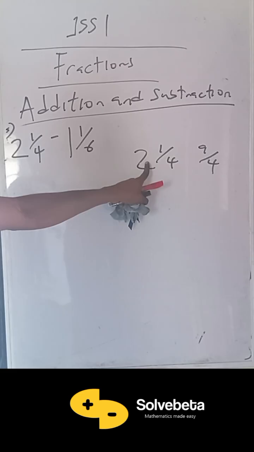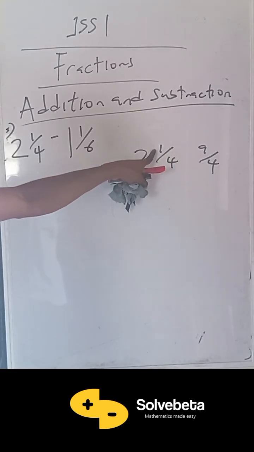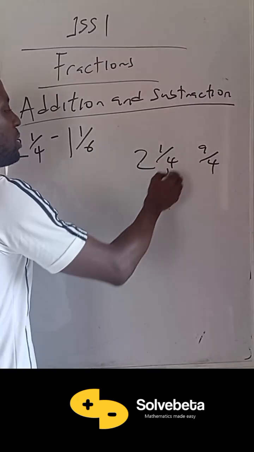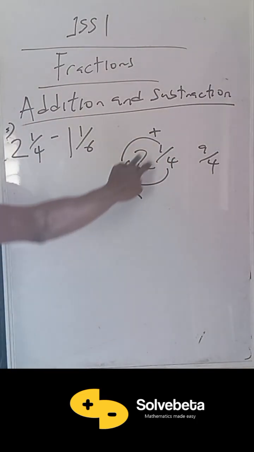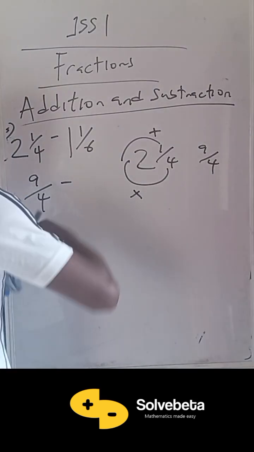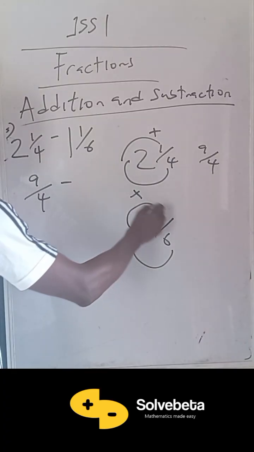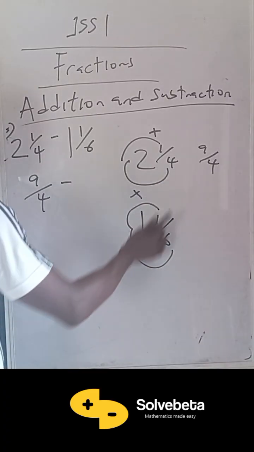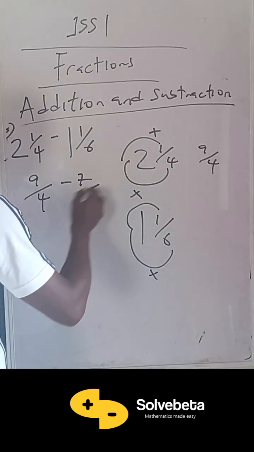4 times 2, 8, 8 plus 1, 9. Multiplication, addition. Multiplication, your answer you would add. 4 times 2, 8, 8 plus 1, 9. So you have 9 over 4 minus, now let's go to this one. 1 and 1 over 6. Multiplication, addition. Multiplication, addition. So multiply 6 by 1, 6. 6 plus 1, 7. 7 over what? 6.